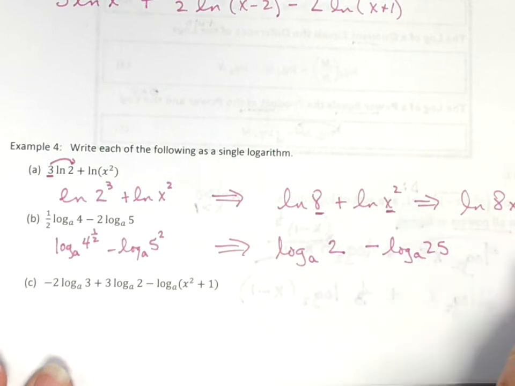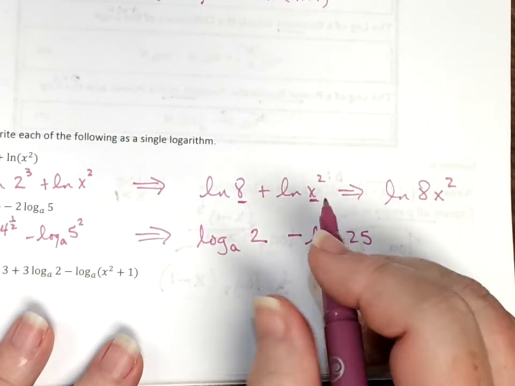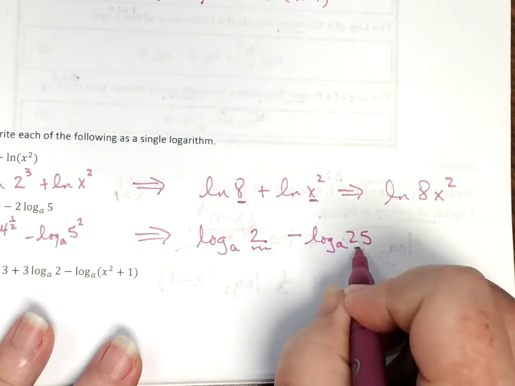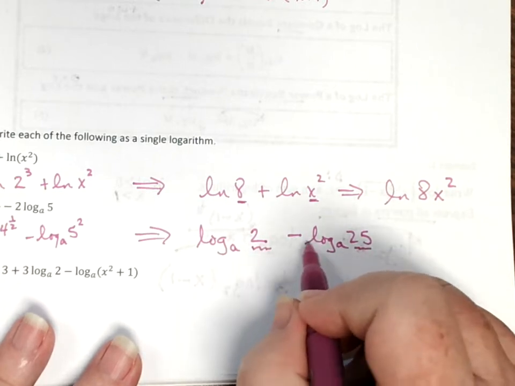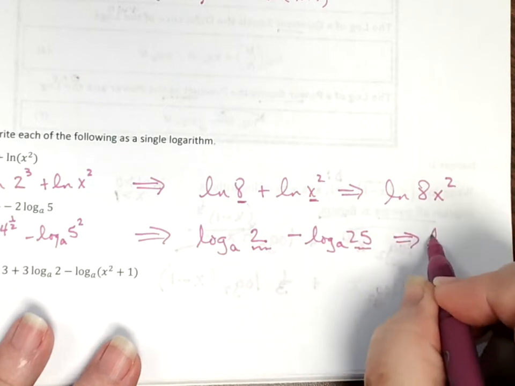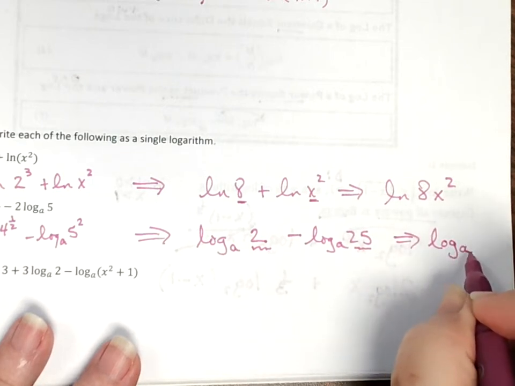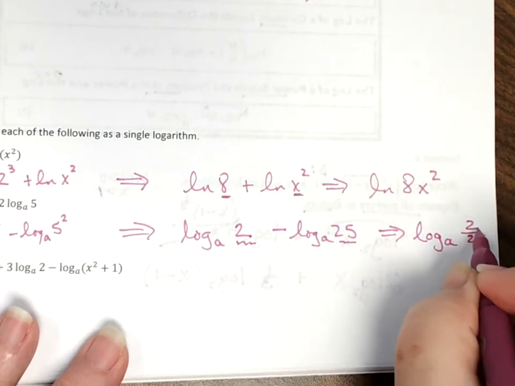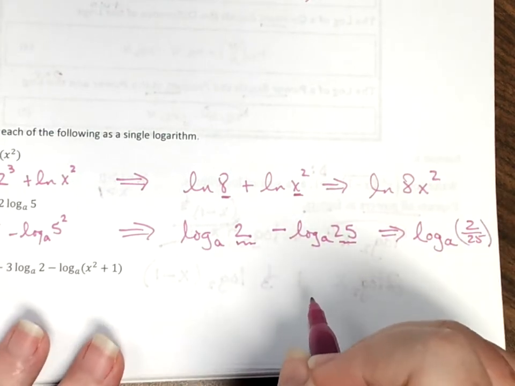I've got 2 more simplified logarithms now, but it's subtract. So I'm going to do what to the arguments? I'm going to take these 2 arguments right here, and I'm going to divide them, writing 1 single log base a. We don't write it twice. We write 1 single log of 2 divided by 25.